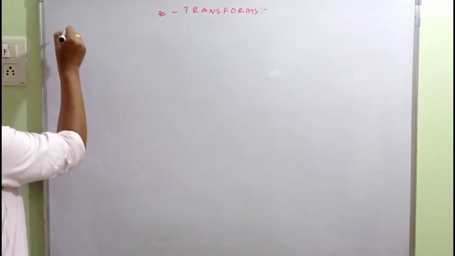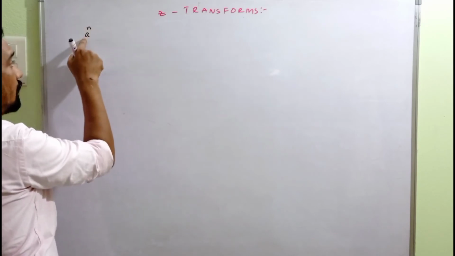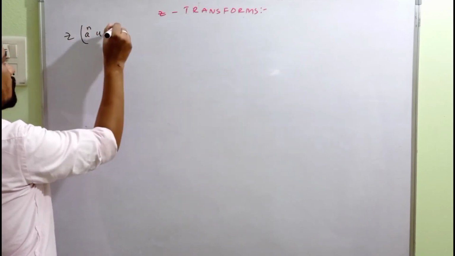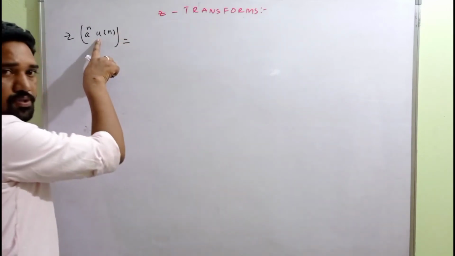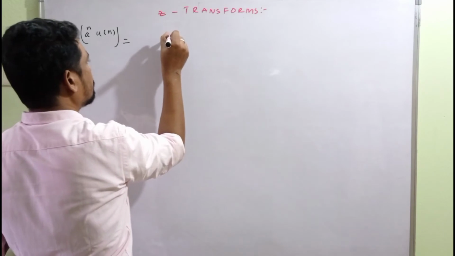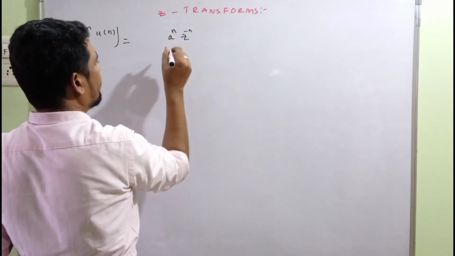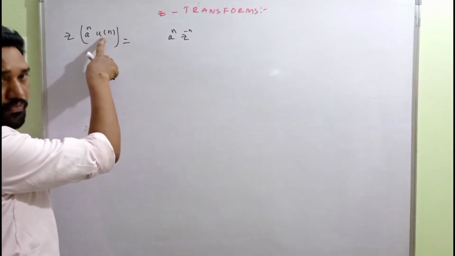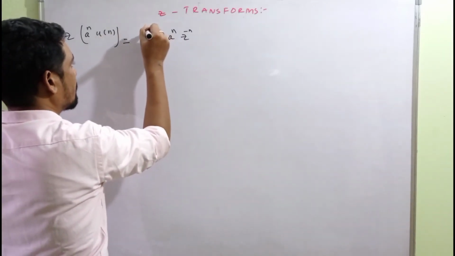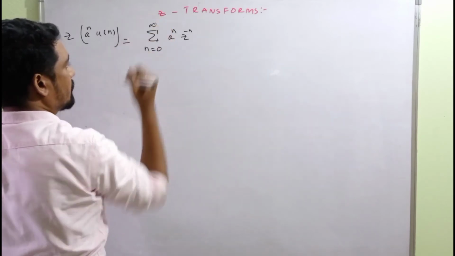What is the z transform of the function a raised to n, u of n? What will be the z transform of this one? Let's see. According to the definition, what is the z transform of any function? A of n multiplied with z raised to minus n, and because of u of n, the discrete step function, existing from the summation will be equal to n equal to 0 to infinity, isn't it?